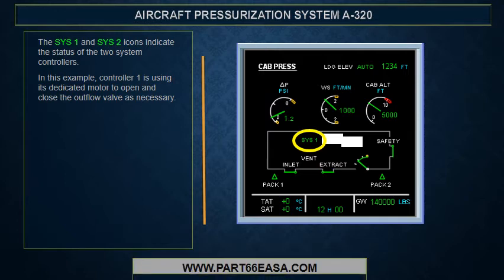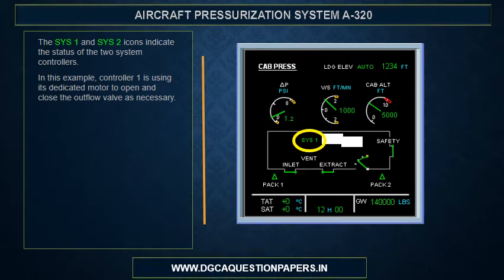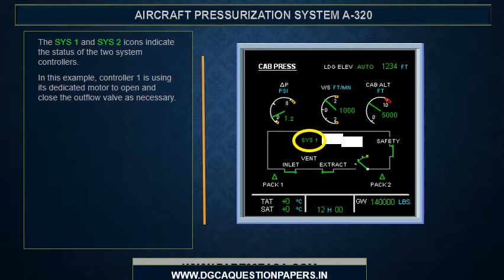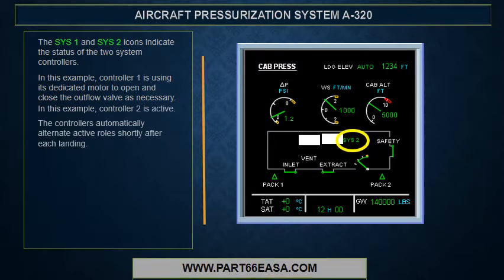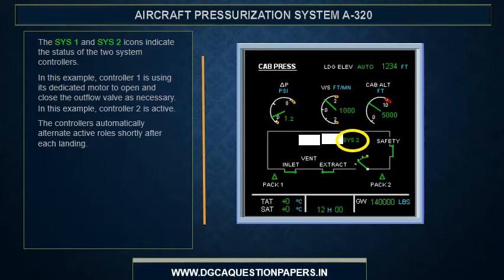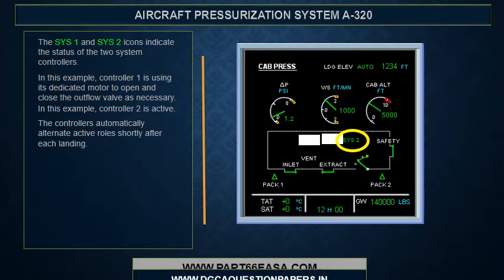The SYS1 and SYS2 icons indicate the status of the two system controllers. In this example, Controller 1 is using its dedicated motor to open and close the outflow valve as necessary. In this example, Controller 2 is active. The controllers automatically alternate active roles shortly after each landing.